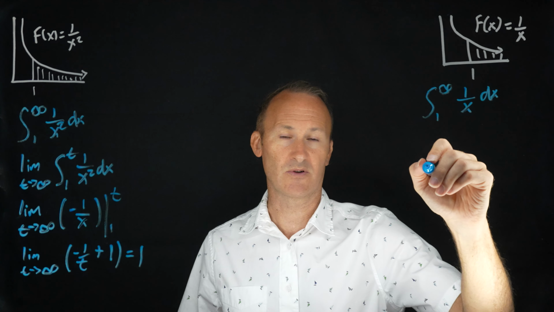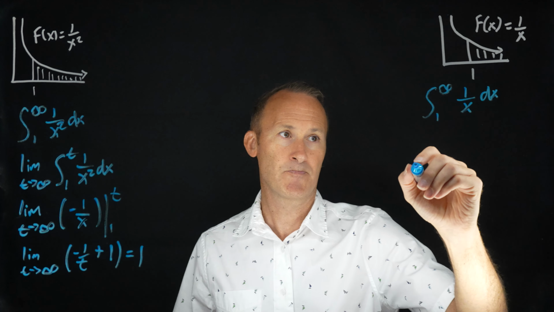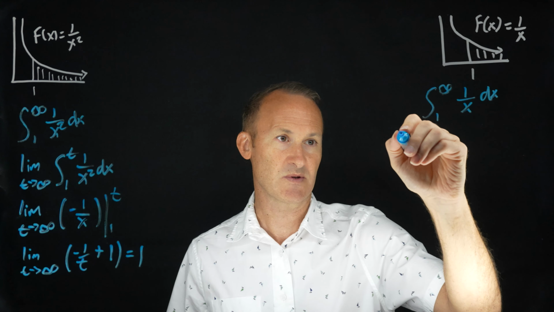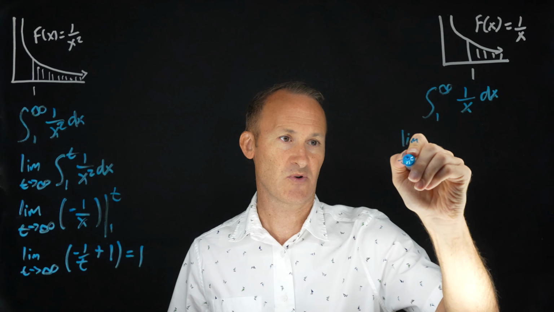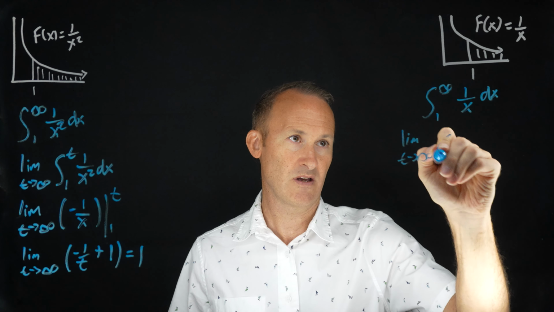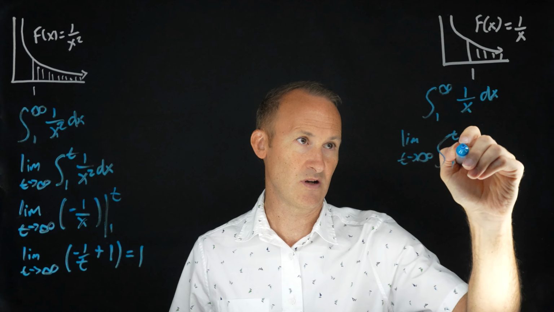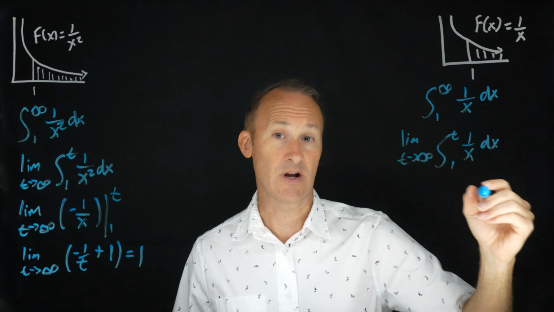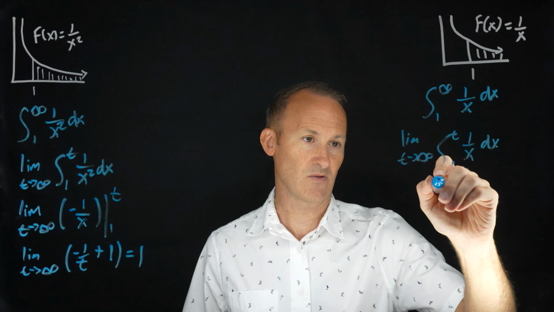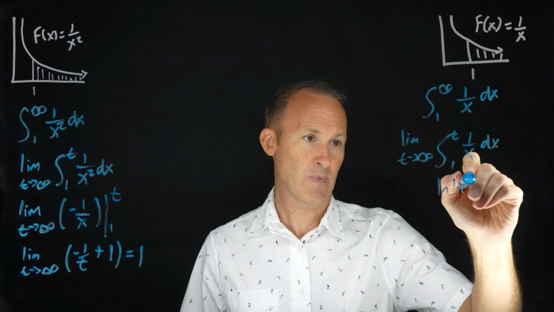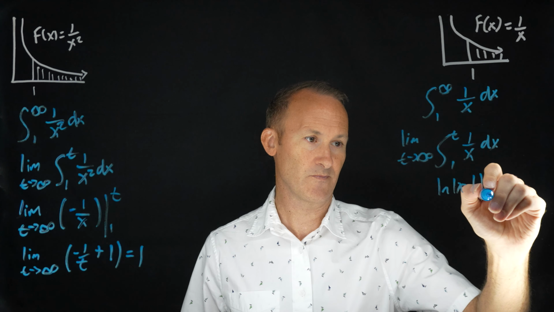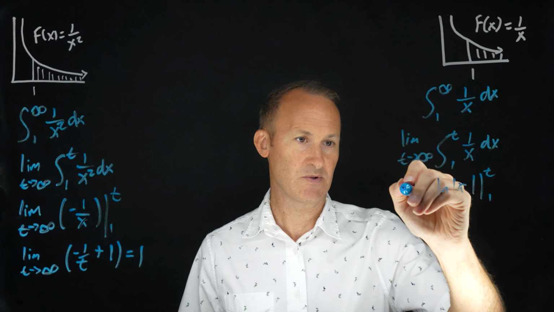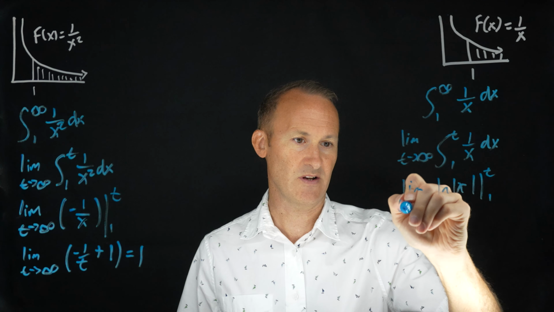Okay, and so now we've learned the technique for doing this. We say, okay, this is the same as the limit as t approaches infinity of the integral going from 1 to t of 1 over x dx. And now we go ahead and integrate. We know that that is the natural log of x, evaluated from 1 to t. We still have this limit as t approaches infinity.